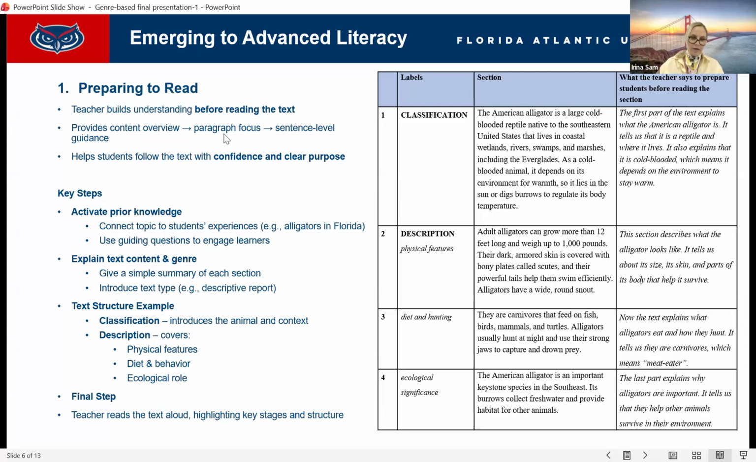If you look at the chart here, you will see the text divided into stages and phases, the sections of the text, and what a teacher might say to prepare students before reading the section. And you can see it located in the right of the chart.